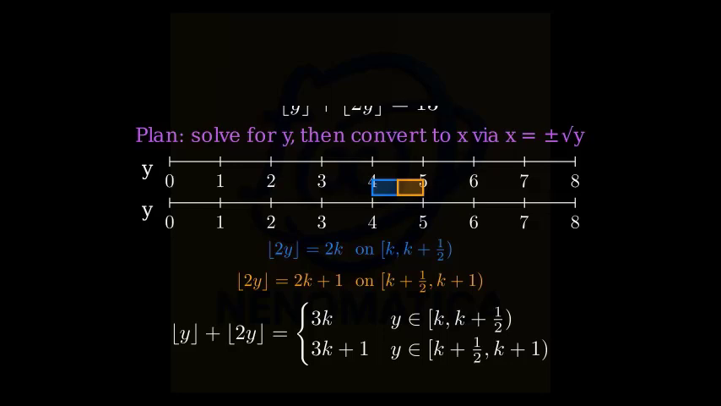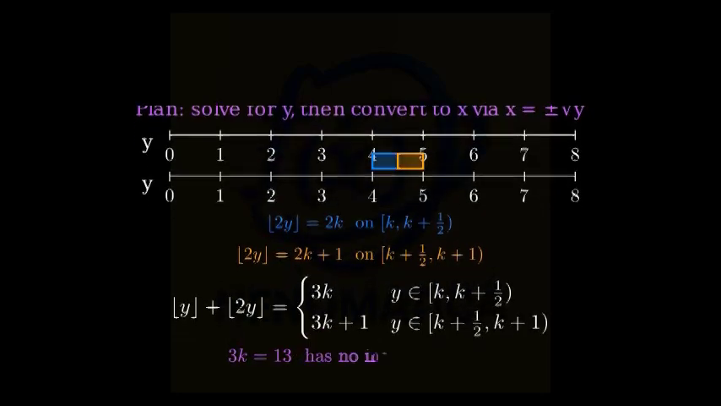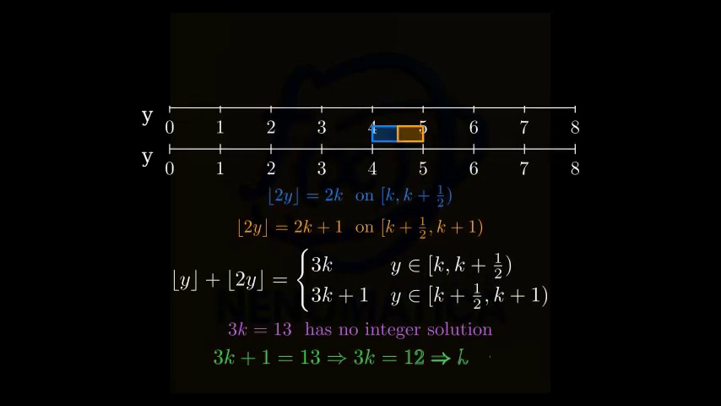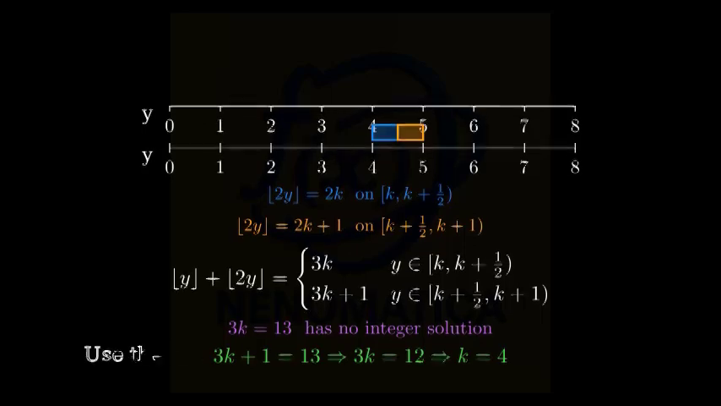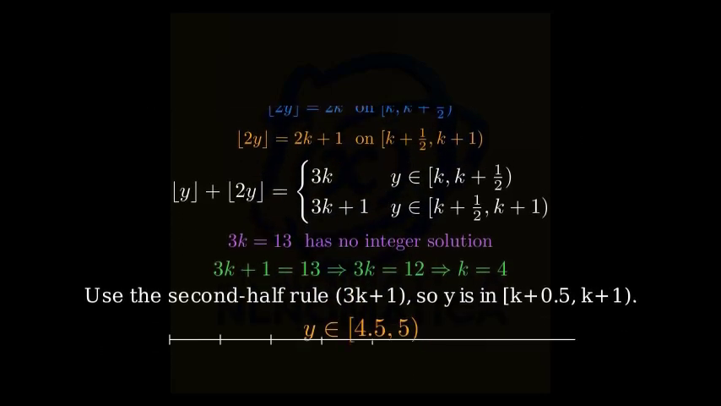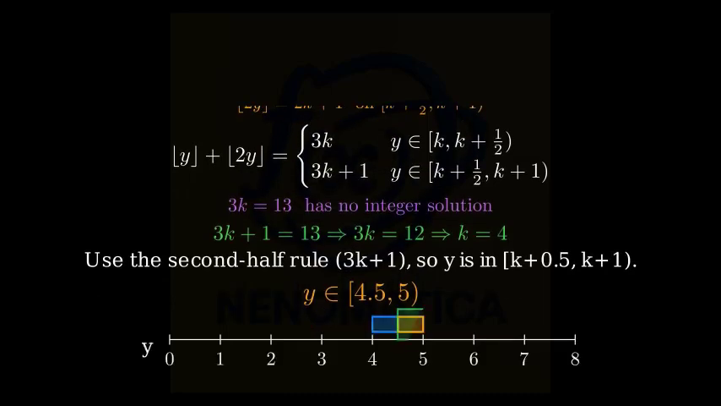Now set the sum equal to 13. 3k equals 13 is impossible for an integer k. 3k plus 1 equals 13 gives 3k equals 12, so k equals 4. That pins y between 4 and 5. But which half? Since we use the second half formula 3k plus 1, y must lie in the upper half, from 4.5 to 5. Finally, map from y back to x.